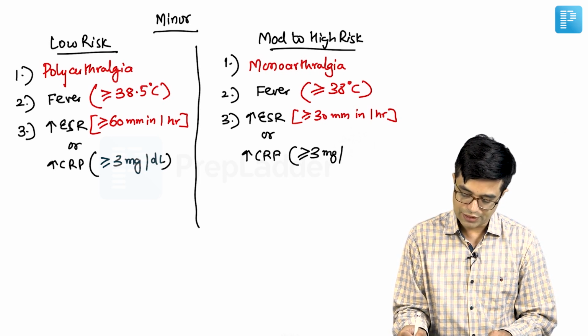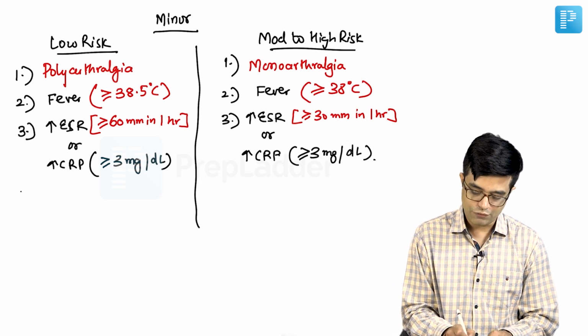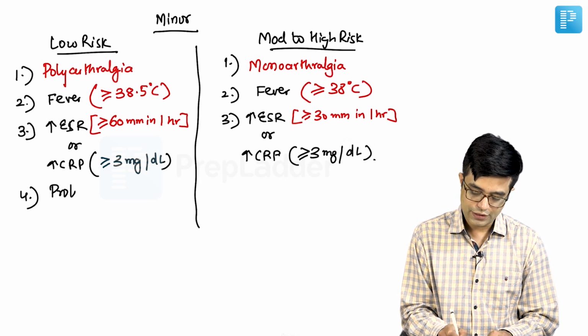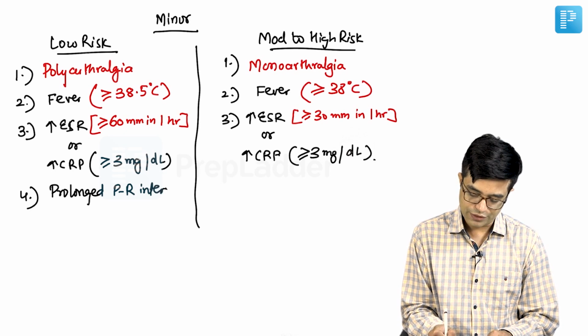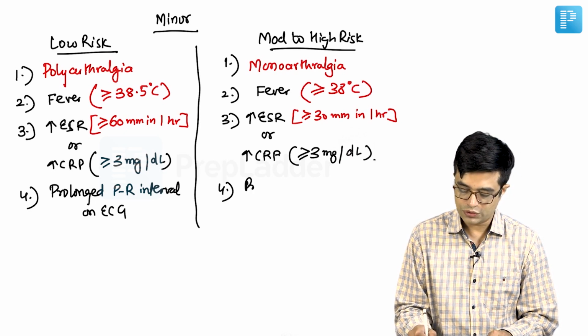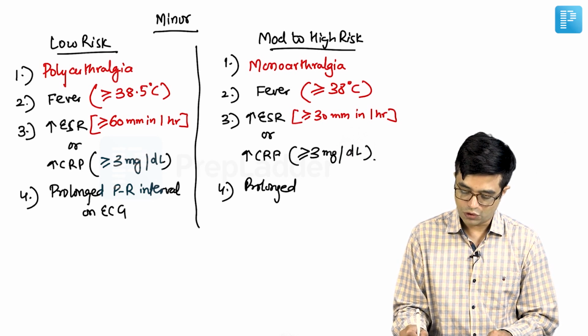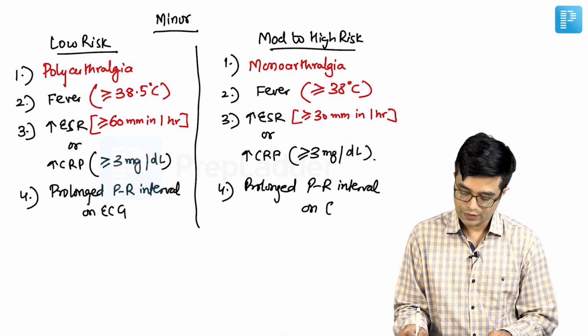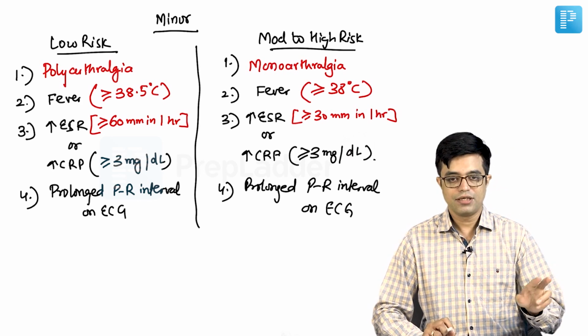And fourth is prolonged PR interval on ECG. It is the same across both settings. So, prolonged PR interval on ECG. So first we have done major, now we have done minor criteria, highlighting the differences between the two.